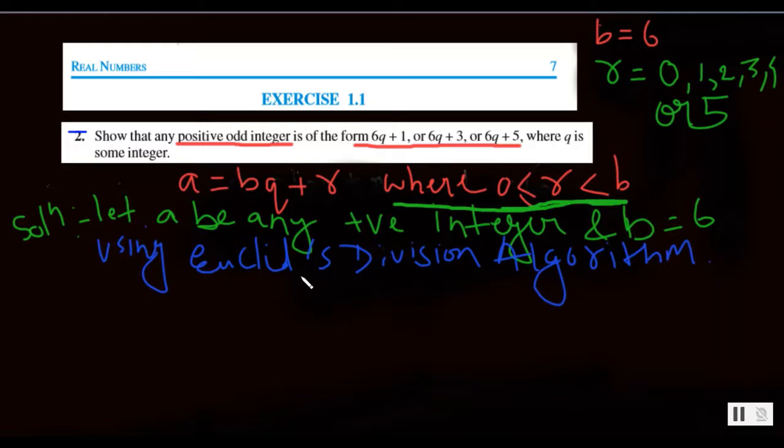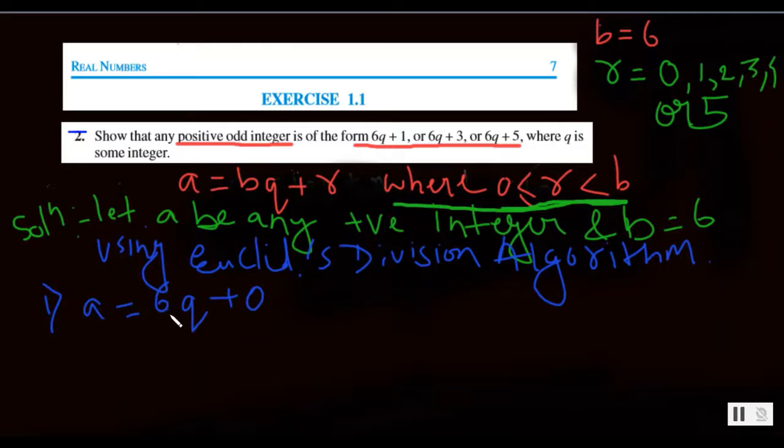now substituting the values of R in the given equation of Euclid's division algorithm, let us see what we'll get. First, A equals 6q, where 6 replaces B, plus R. The first value of R we take is 0. Now anything plus 0 will give that number itself and that will be given to A.